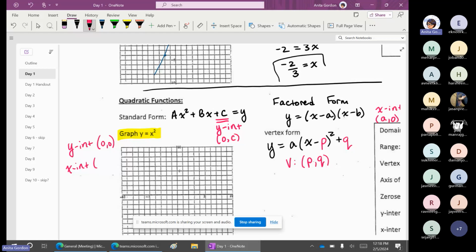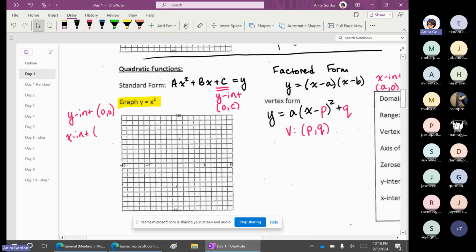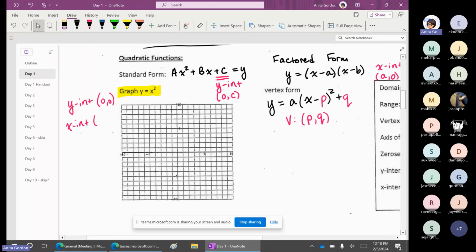Do we know the x-intercept? No? Can we graph it? Do we remember what x squared looks like? Where do I start? (0, 0). And then if x is 1, y is 1. If x is negative 1, y is 1. If x is 2, y is 4. Negative 2, still 4. And it kind of looks like this, right? A parabola. So what's my x-intercept? Also 0.